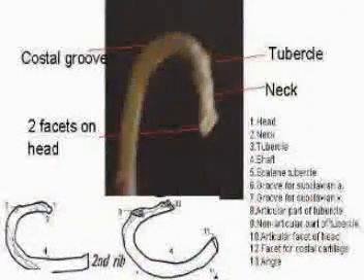A typical rib has a head, a neck, articular part of tubercle, non-articular part of tubercle, and a posterior angle. The head is provided with 2 facets and an intermediate crest separates the two.